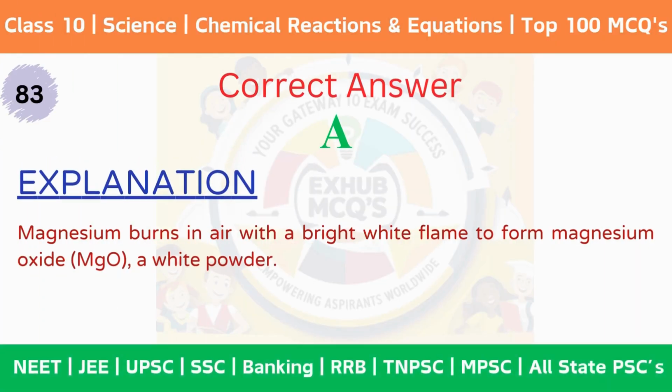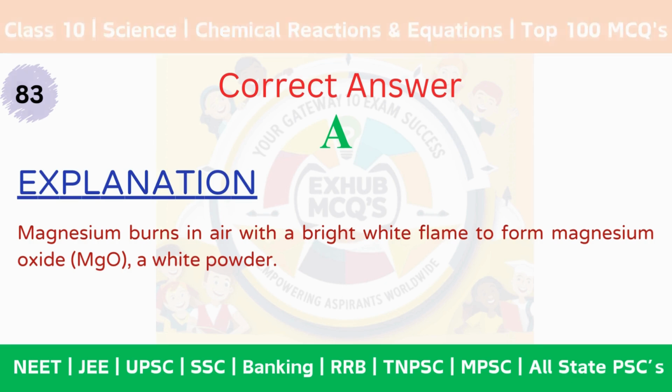The correct answer is option A, forms magnesium oxide. Explanation: magnesium burns in air with a bright white flame to form magnesium oxide, a white powder. This reaction releases energy in the form of light and heat.